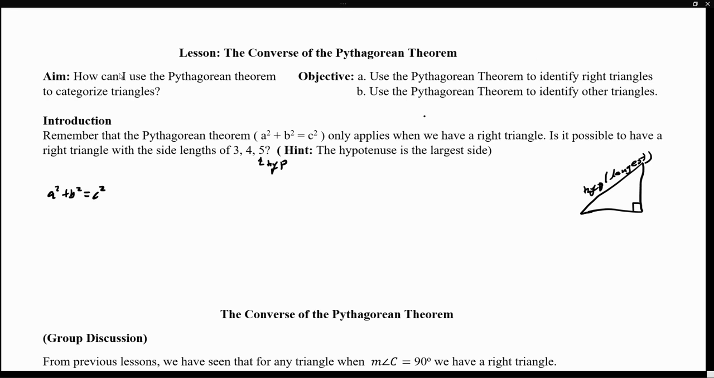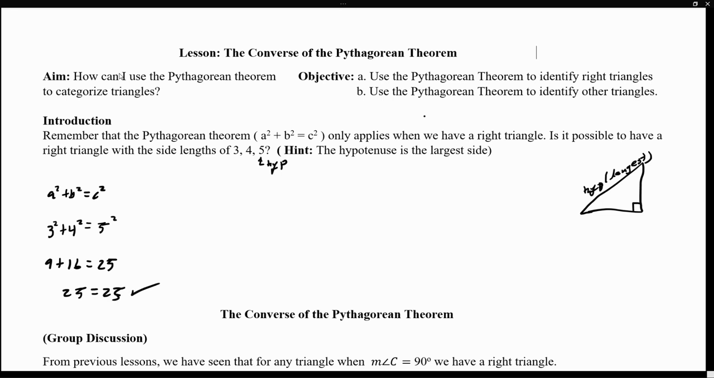Well, I know since 5 is the hypotenuse, then 5 should be represented by c. And a squared and b squared doesn't really matter because we're adding them. So in this case, we can make it 3 squared and 4 squared. And if this is true, then we can conclude that these sides create a right triangle. Well, let's see if this is true. 3 to the second, that's 9. 4 to the second, that's 16. That's 25. And 25 is actually 25.